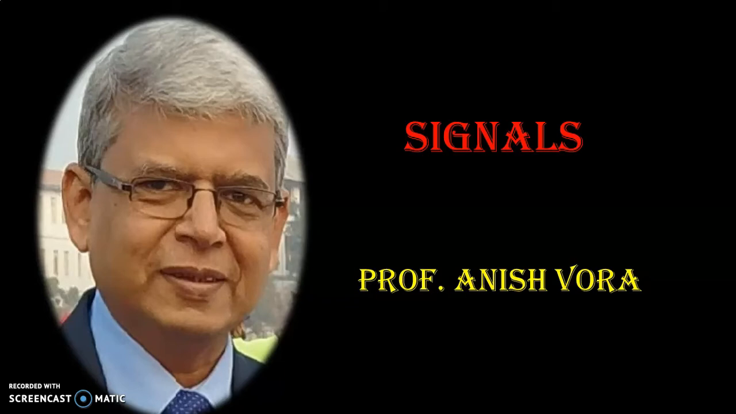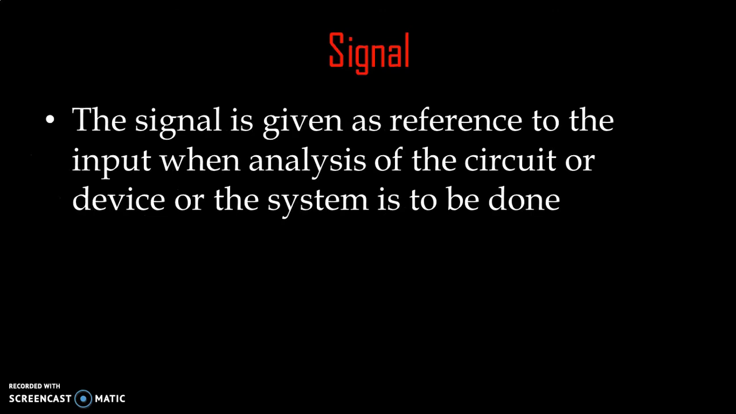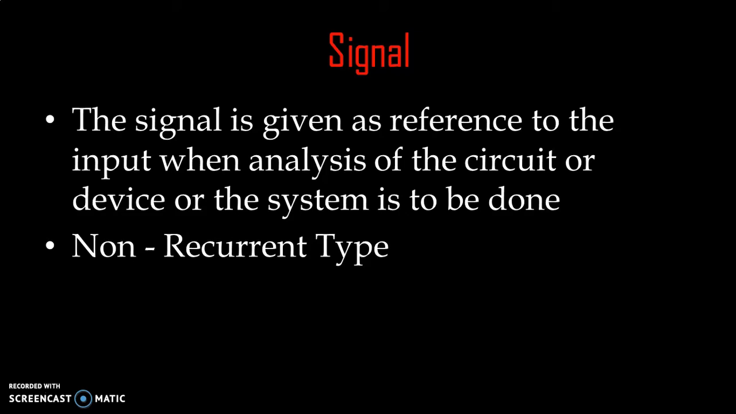In this video lecture, we will study about signals. So let us start with defining what exactly we mean by signal. The signal is given as a reference to the input when analysis of the circuit or device or the system is to be done. The signal is in voltage or current form. Signals are non-recurrent type. All the signals are time variant and they are not repeating with the time.